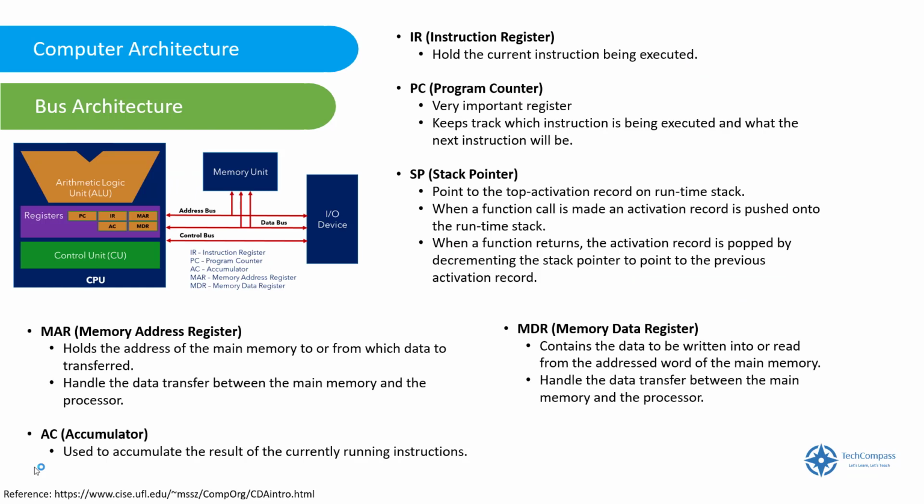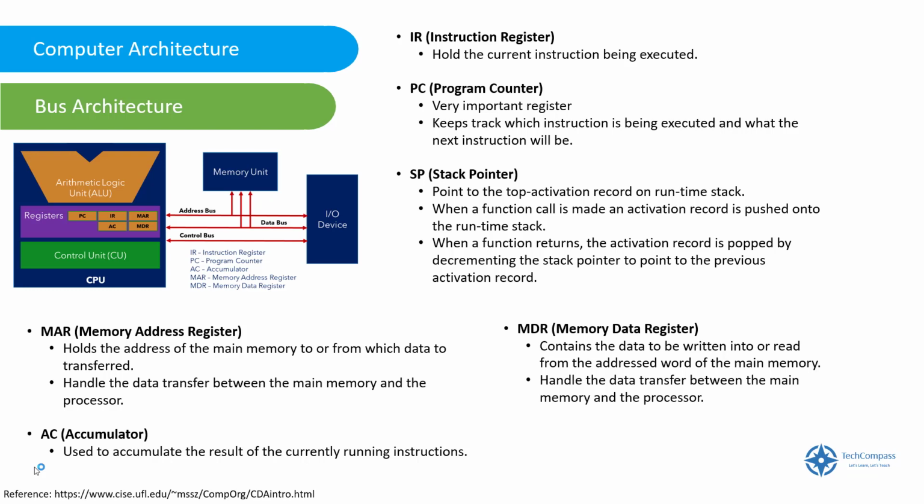In the CPU, we have many registers. Here, we have mentioned the very common registers. IR is the instruction register, which holds the current instruction being executed. PC means program counter. It keeps track of the next instruction to be executed. Also, it has the current instruction address as well. SP means stack pointer, which points to the top activation record on the runtime stack. Whenever a function call is made, an activation record is pushed onto the runtime stack. In the reverse way, whenever a function returns, the activation record is popped from the runtime stack by decrementing the stack pointer.